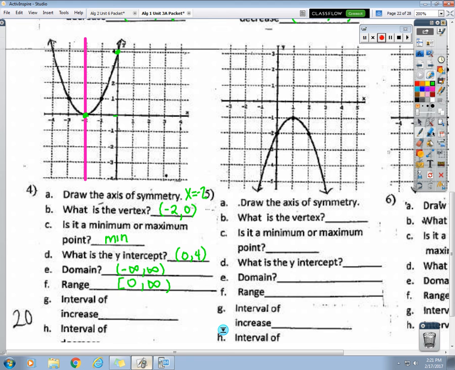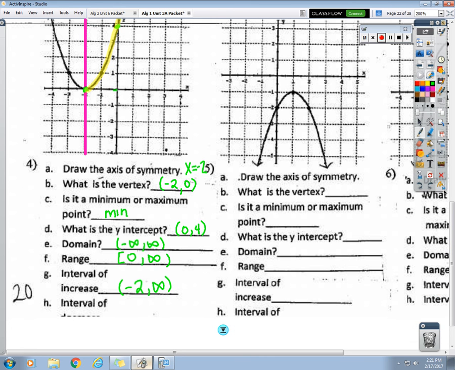Interval of increase. Isn't it increasing from the vertex up the right side? So when did it start increasing? Negative 2, and then it increased forever. So that means the decrease is occurring on the left side, which started at and quit at negative 2. Is it starting to make sense? Why don't you try 5 and 6 quickly by yourself, and then I'll go over the answers.